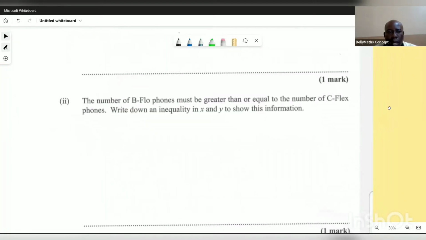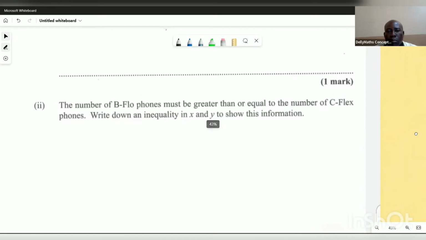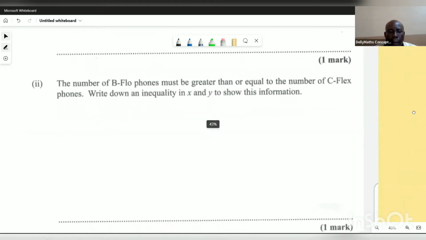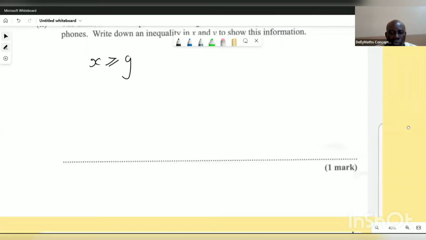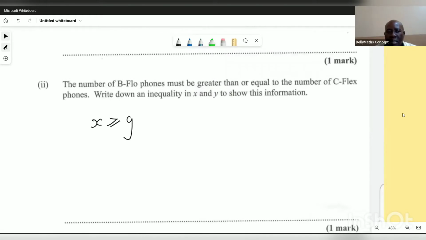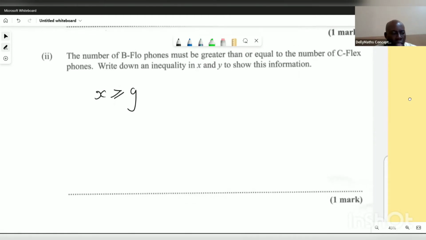That's for 1 mark. The next question says that the number of B-Flow phones must be greater than or equal to the number of C-Flex phones. So we need to understand that X is for the B-Flow. So X must be greater than or equal to Y. And that's another mark you could pick up easily, because X represents B-Flow and Y represents C-Flex. So we have to put the bar underneath the inequality.